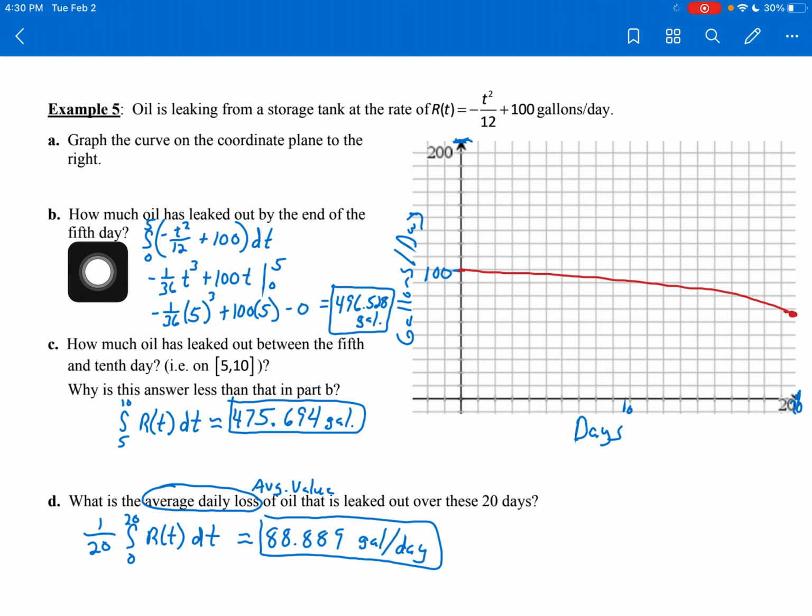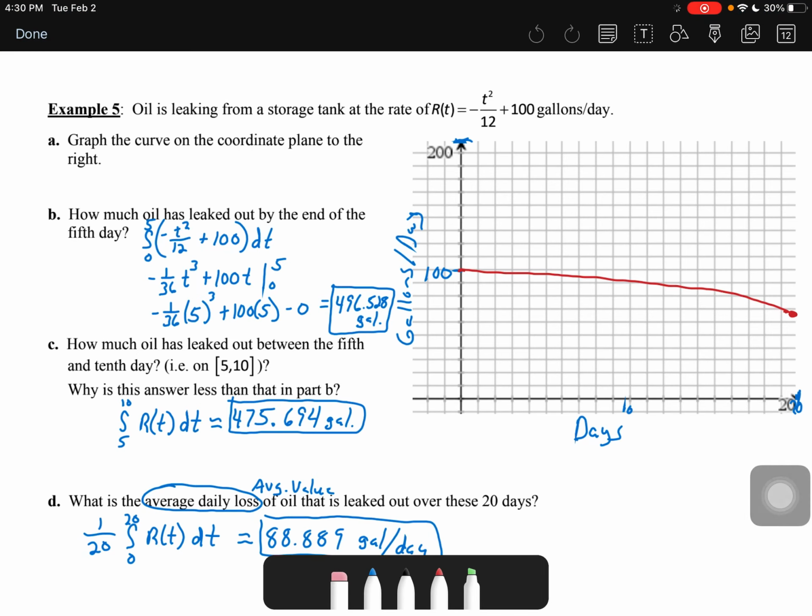Now, we graph that out, and then for part B it says how much oil has leaked out by the end of the 5th day. So we're starting at day 0 and we're going to day 5. Really what that's asking us to find is after 1, 2, 3, 4, 5 days. So, after 5 days.